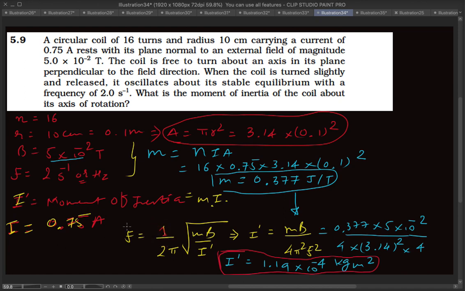Instead of frequency, if I am asking for the periodic time, then this equation would be inverted. The periodic time is the reciprocal of frequency. So my formula would be capital T equals 2 pi under root I dash upon MB. This is why such types of examples and theories are very useful, because they are like Google equations.